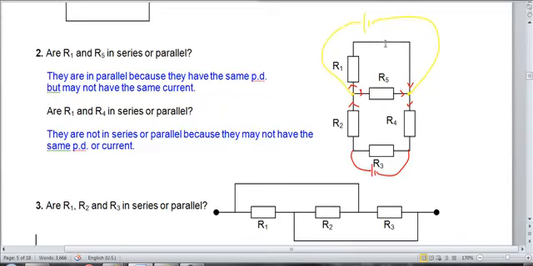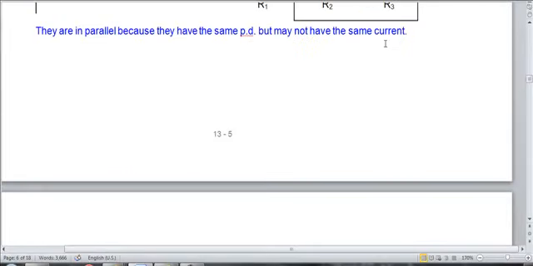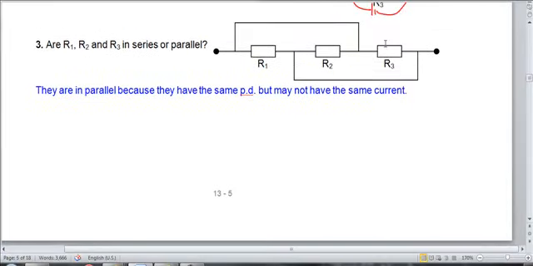Now, these three resistors R1, R2 and R3 appear to be connected in series. But in fact, they are in parallel. Now, how do you see this? Remember, this is a piece of wire. It's a piece of wire. This is another piece of wire. So this point and everything here until here have the same potential. And this point, all this has the same potential.